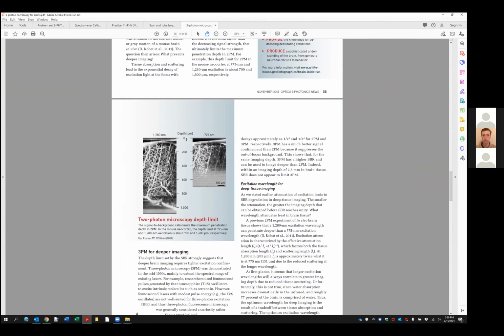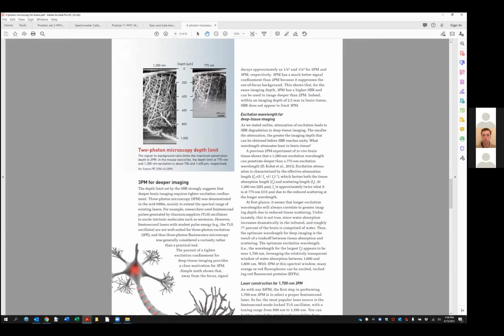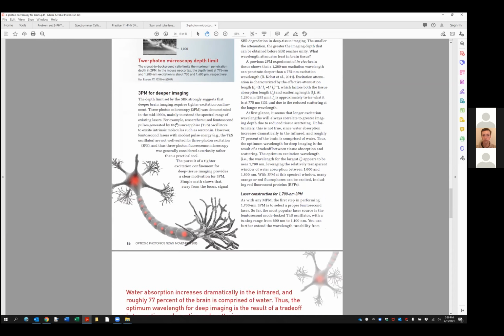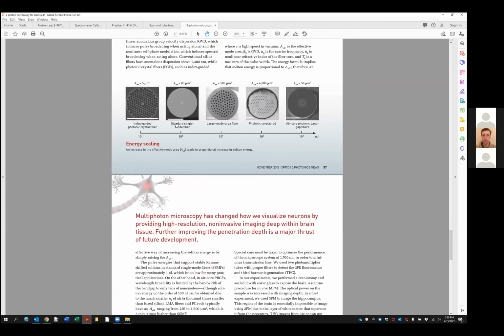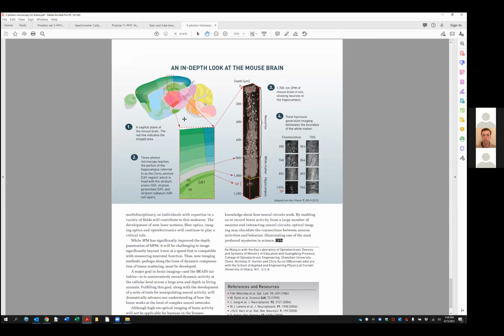And somewhere in here is a figure. This is by Chris Xu, a guy who started his career at Bell Labs, then was working on pulsed lasers for telecommunications, and then went into using pulsed lasers for doing brain imaging.